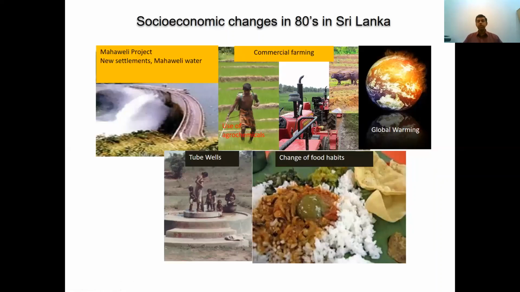Then people tried to identify why these patients are developing this CKD, and there were many theories. What people noticed was that all of this happened around a lot of socio-economic changes that happened in Sri Lanka in the 70s and 80s. The Mahaweli project, the new settlements started happening. The practices of farming started changing. There was a lot of commercial farming with the use of agrochemicals. Global warming started happening. People started using more and more tube wells around the same era. There were changes to food habits. So there were so many socio-economic changes that occurred as well.